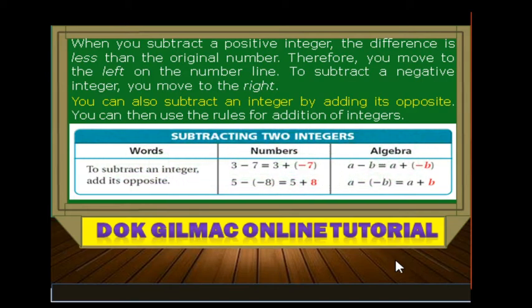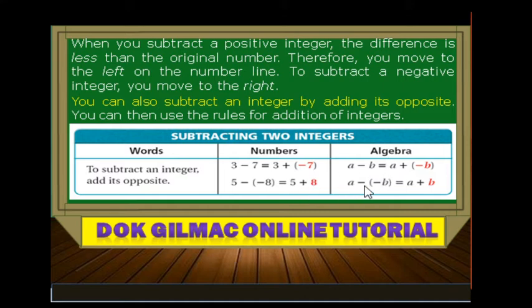Consider the rules in subtracting two integers. In words, to subtract an integer, add its opposite. In numbers, for instance, 3 minus 7 is the same as 3 plus negative 7, or just add the opposite of positive 7. 5 minus negative 8, okay, is equal to 5 plus 8.